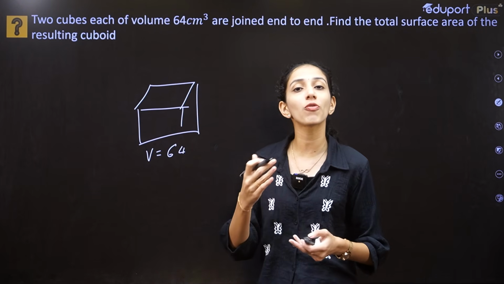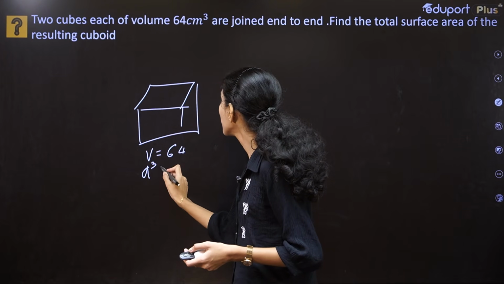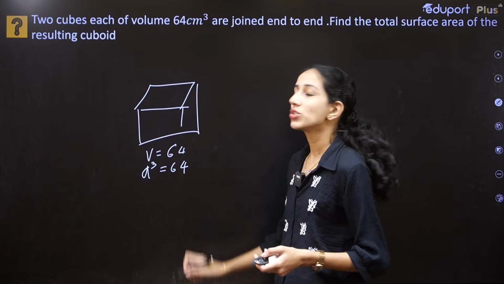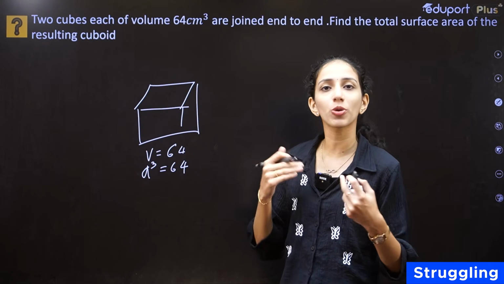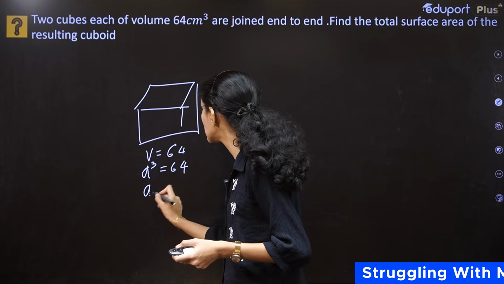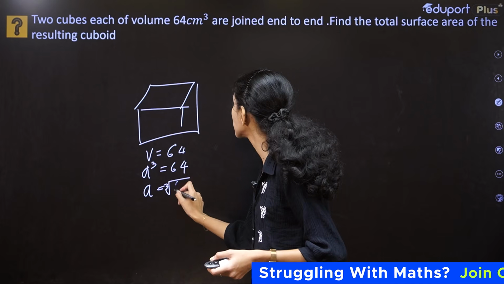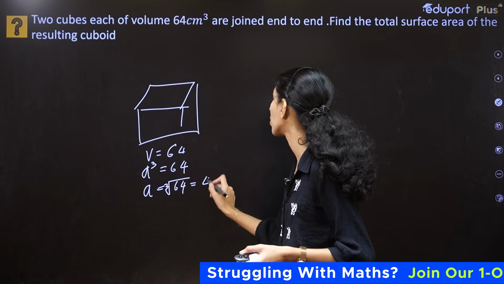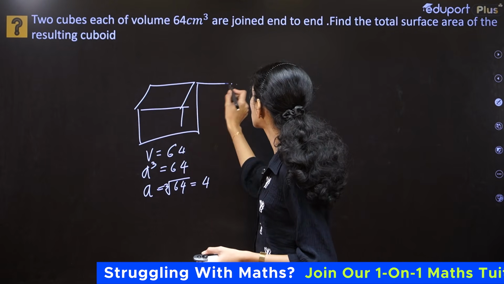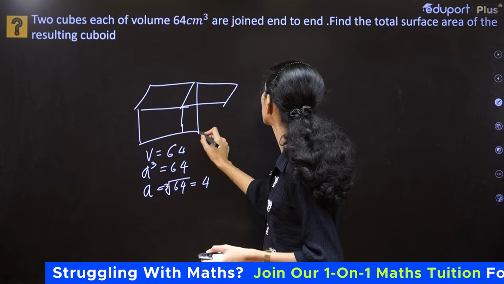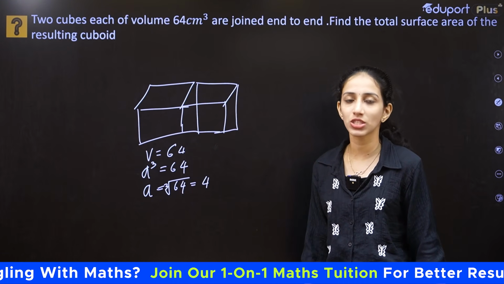What is the formula for finding the volume of a cube? That is equal to a cube. a cube is equal to 64. So if you have a cube, then how will you find a? a is the cube root of a cube. So what is the edge length of that cube? It is equal to cube root of 64, which is equal to 4. So we got the edge length of the cube. Then we are combining these 2 cubes, and we obtain a cuboid. So the question is, find the total surface area of this cuboid.